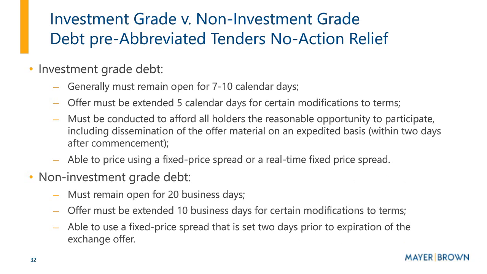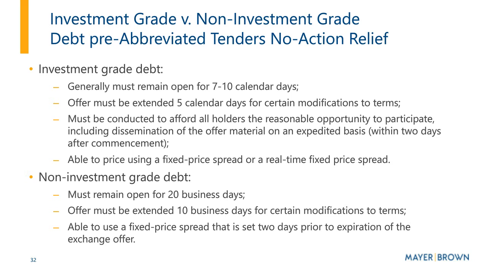And finally, we're going to talk about investment-grade versus non-investment-grade debt pre-abbreviated tender offer no action relief. As I mentioned above, investment-grade debt was generally open 7 to 10 calendar days, so a little bit shorter. The offer could be extended by 5 calendar days for certain modifications of the terms. It had to be conducted to afford everybody the opportunity to participate and to get the documents quickly, and you could use a fixed spread or a real-time fixed spread.